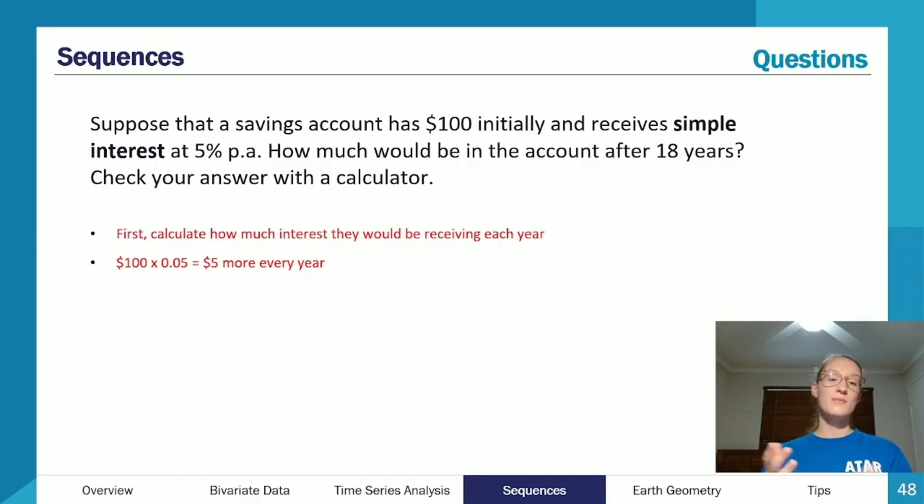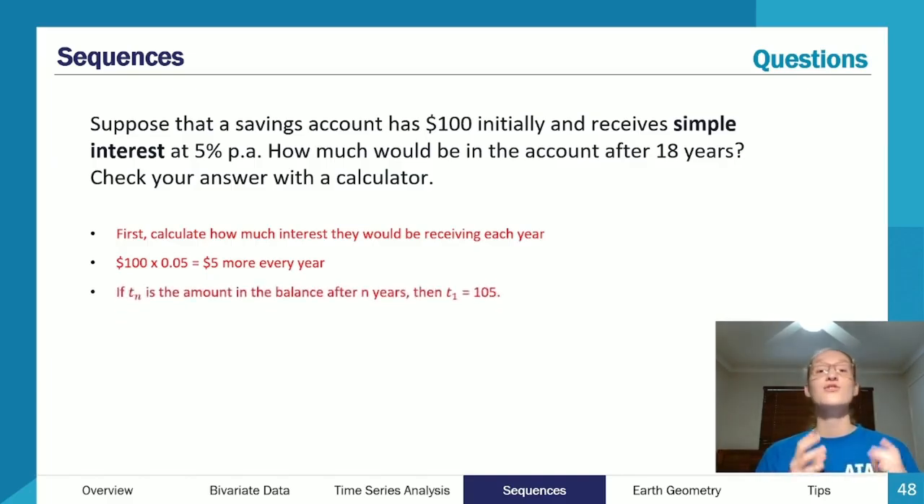So by multiplying 100 by 0.05, I've got $5 more every year. So that's my common difference. That's how much is being added to the account every single year. So every single year, an extra $5 is being deposited into the account. So if Tn is the amount in the balance after n years, then T1 equals 105. Interesting, see what I've done here?